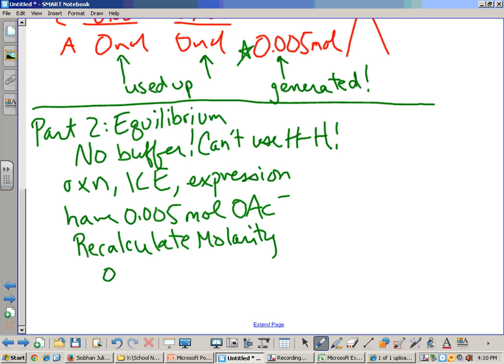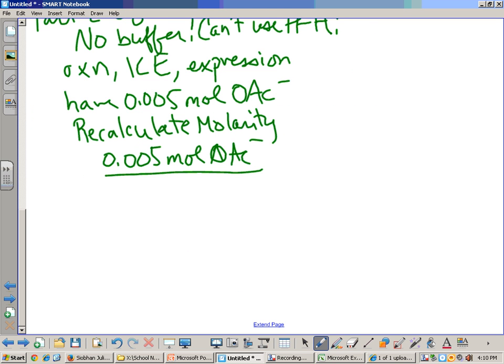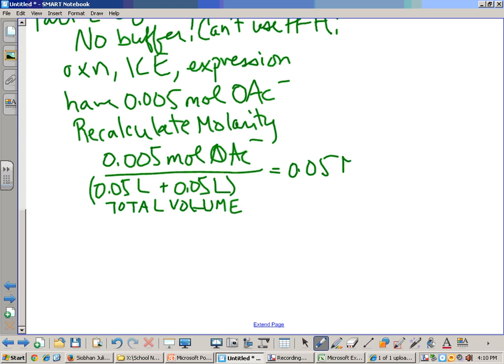So I'm going to take my 0.005 moles of the acetate and divide that by the total volume. This is just like before. So I've got 0.05 liters from the sodium hydroxide and 0.05 liters from the acetic acid. Remember, this is total volume. And when we do this, we get a molarity for the acetate ion of 0.05.